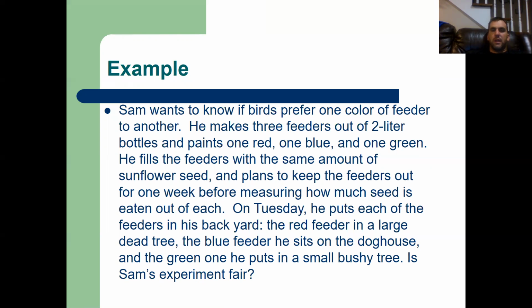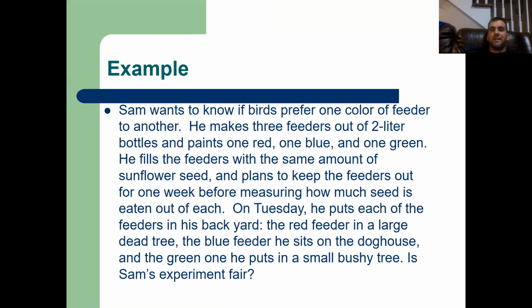On Tuesday, he puts each of the feeders in his backyard, the red feeder in a large dead tree, the blue feeder sits in the doghouse, and the green one sits in a small bushy tree. Is his experiment fair? Well, the first thing we need to determine is the independent variable.